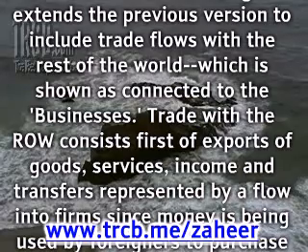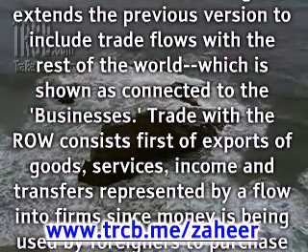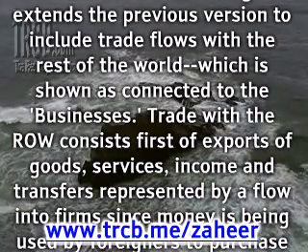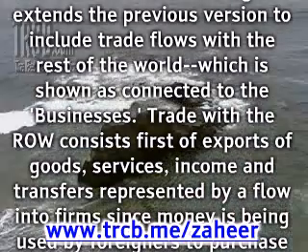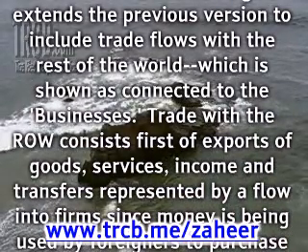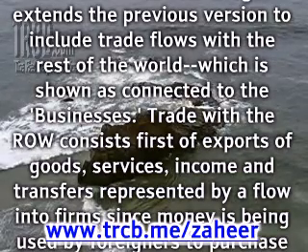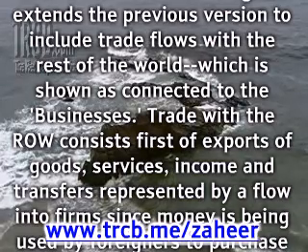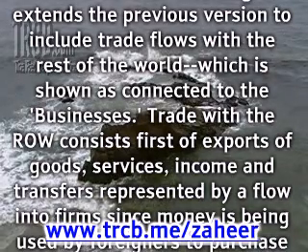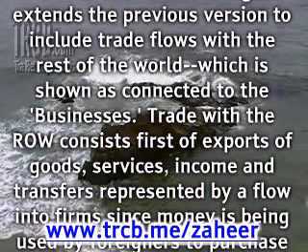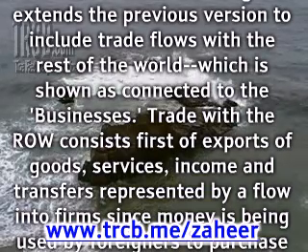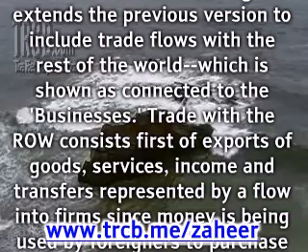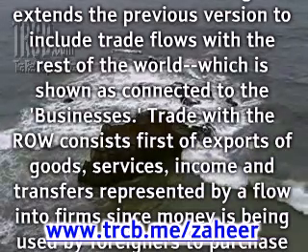Trade with the rest of the world consists first of exports of goods, services, income and transfers represented by a flow into firms, since money is being used by foreigners to purchase the exported products. Second, imports of goods, services, income and transfers are subtracted away from firms, resulting in an arrow from firms to the rest of the world. This adjustment accounts for the fact that measured expenditures made by households, the government, and firms in an open economy will consist of purchases of both domestic and imported goods.